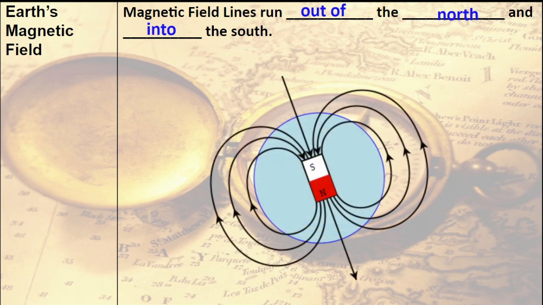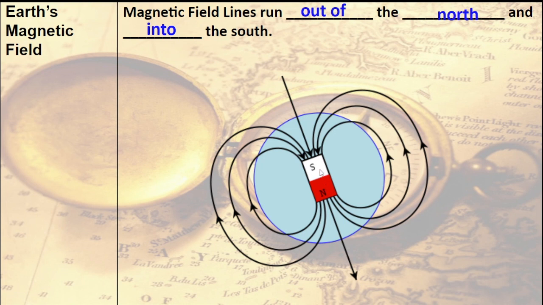So over here, if we take a look at this diagram, we're going to see that the magnetic North Pole of the Earth is pointed downward, and these magnetic field lines are pushing out of the magnetic North Pole, circling around the Earth, and coming back into the magnetic South Pole.